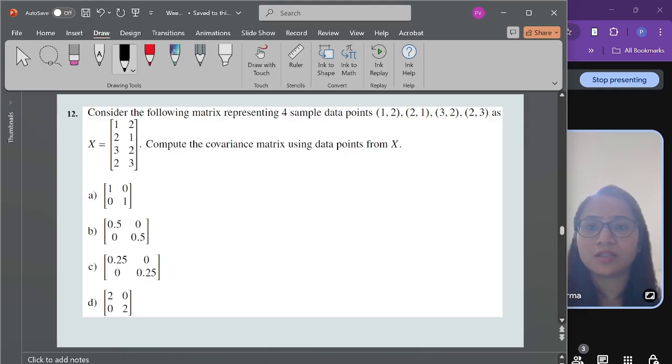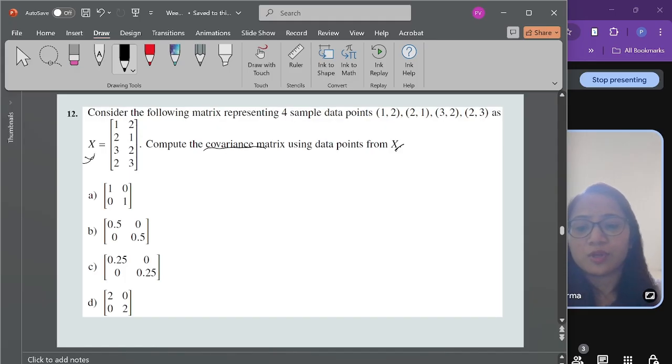Now the next question is: consider the following matrix representing four sample data points, 1 2, 2 1, 3 2, 2 3, given as matrix X. Compute the covariance matrix using the data points from X. We have to compute the covariance matrix using these data points.